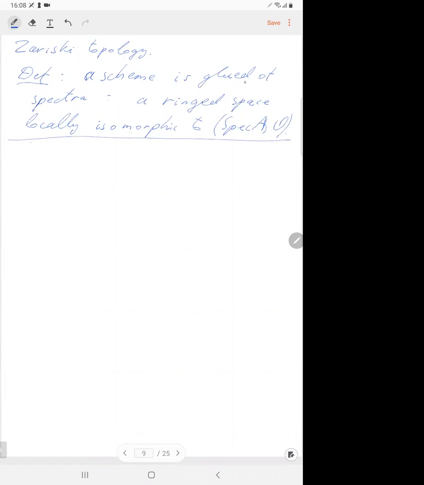And well, the bottom line is, maybe almost all theorems of Kemp hold true for schemes, with more or less the same proofs.